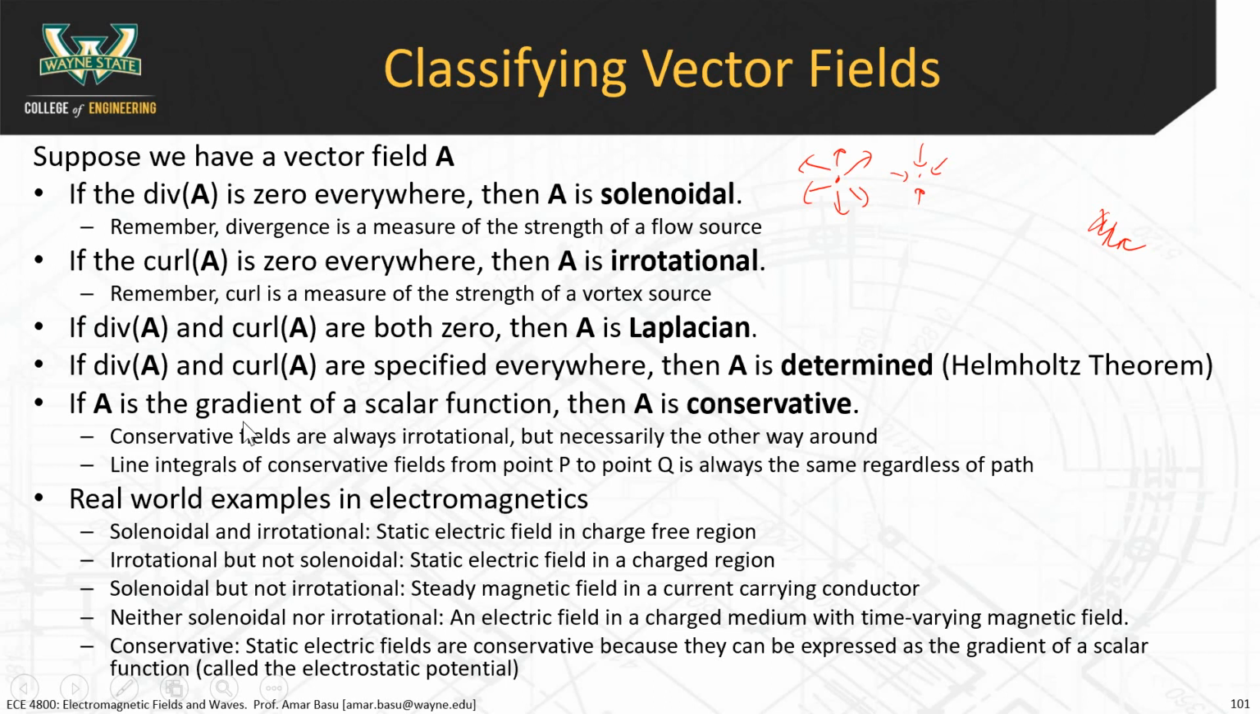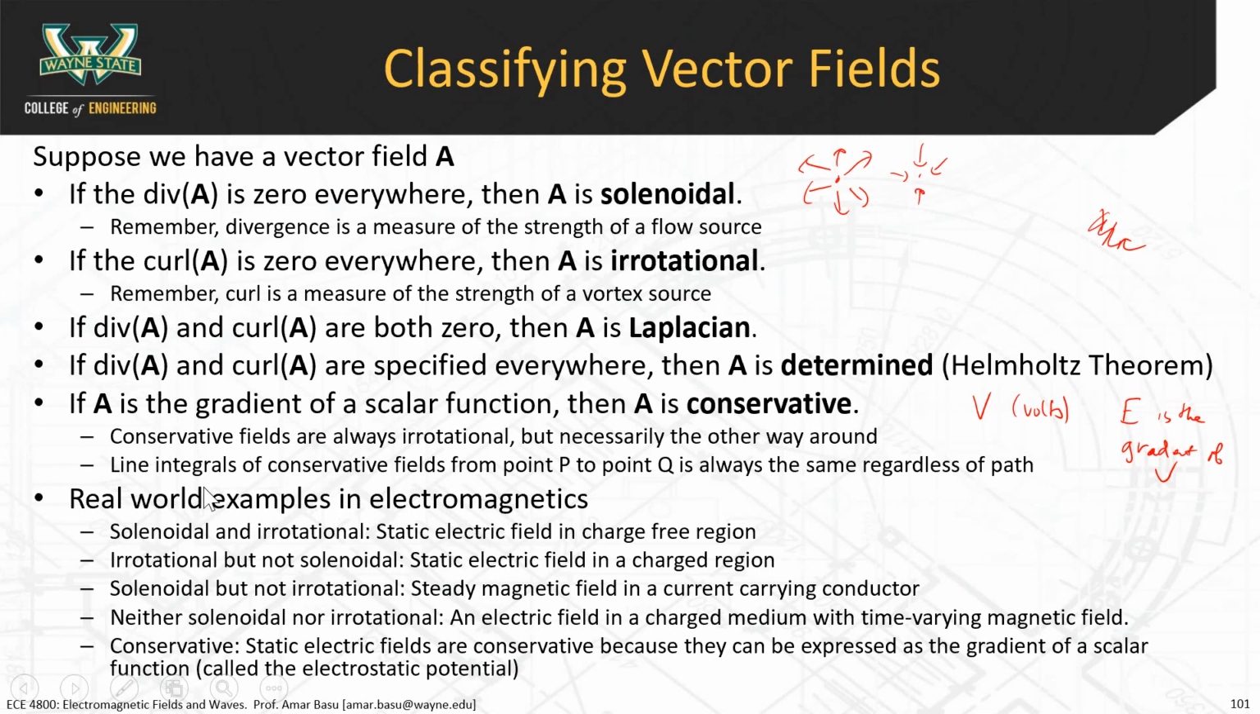If A is a gradient of a scalar function, then A is considered conservative. One example of that is when we talk about scalar potential V, which is given in volts. It turns out that E is the gradient of a scalar function V. Therefore, electric fields are conservative fields. Conservative fields are always irrotational, not necessarily the other way around.